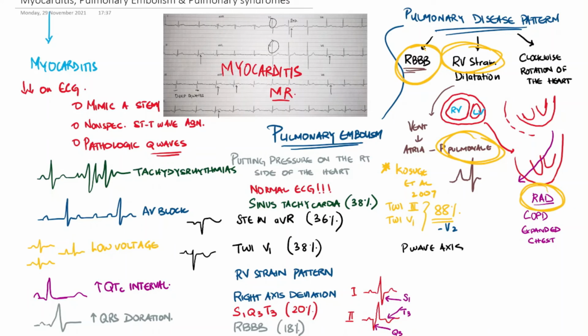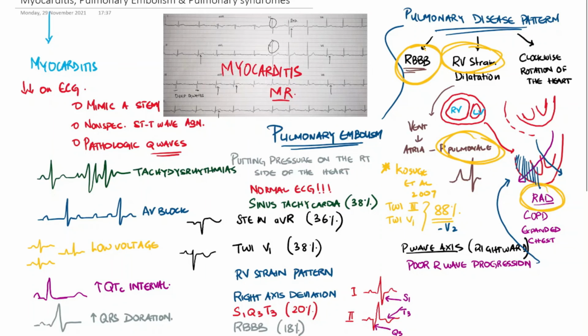Another small point would be not only to calculate the axis of the QRS complex, but to also look at the axis of the P wave. That gives you an idea as to how the depolarization is happening in the atria. Poor R wave progression is also another finding of pulmonary disease pattern, and that happens because a lot of the electrical current is flowing towards the right heart, and it masks the current that is flowing towards the left heart. So, poor R wave progression is seen in the precordial leads. Here is a visual representation of the same thing.